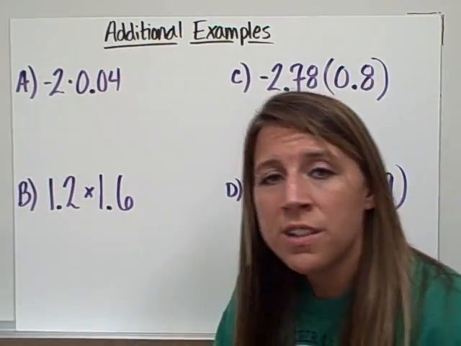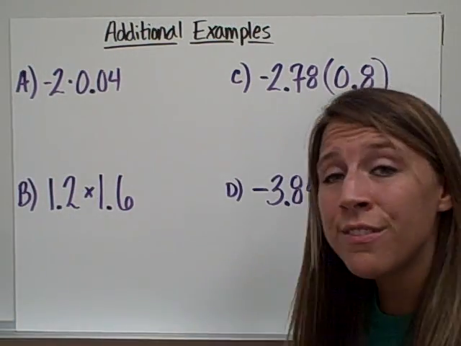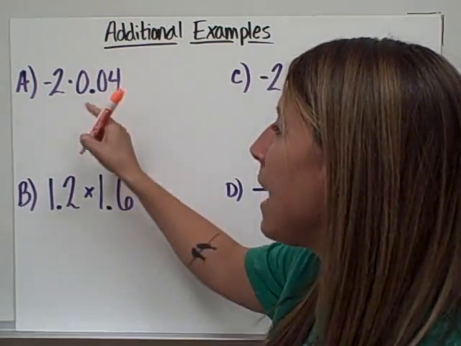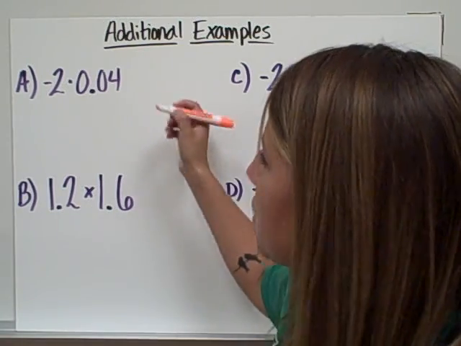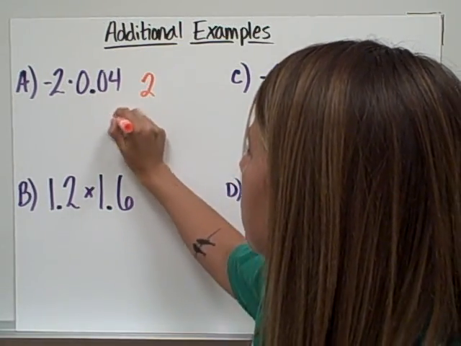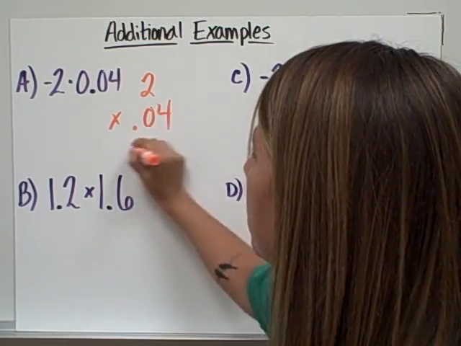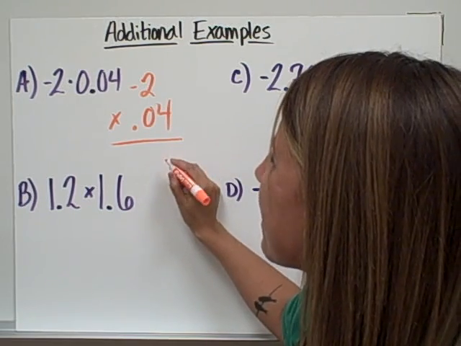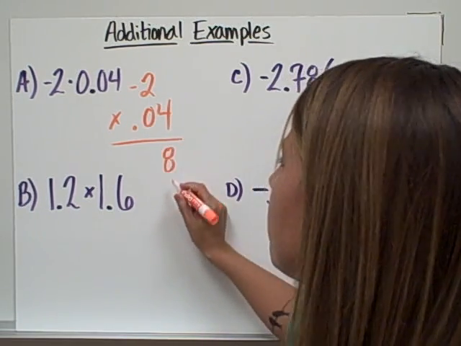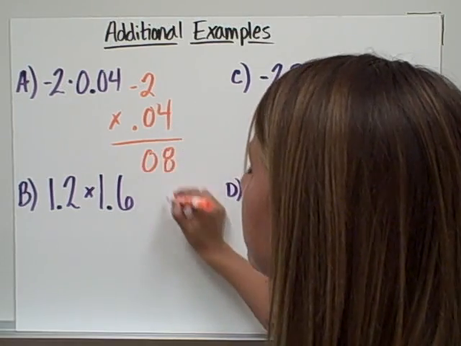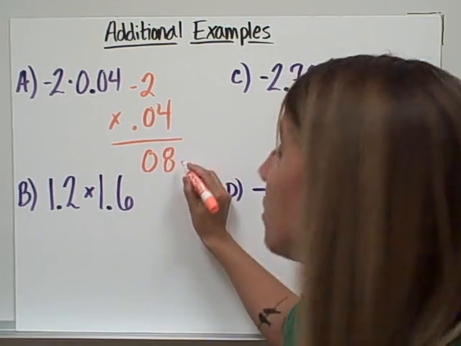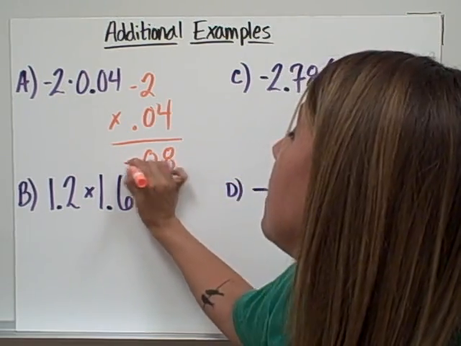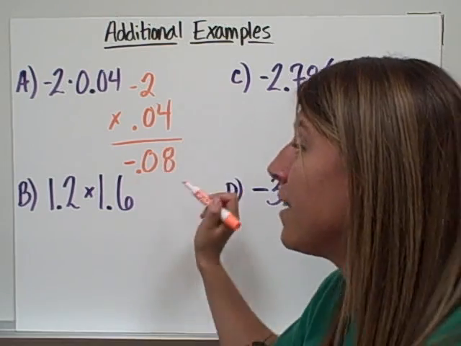So here are just a few additional examples. I've thrown in some negative decimals just to make sure you're paying attention and following those rules. Negative 2 times 4/100ths. 4 times 2 is 8. And then 0 is going to be 0. How many decimal places are there in the factors? There are 2. There are 2 in the product, and the answer is negative. Signs are different. Answer is negative.